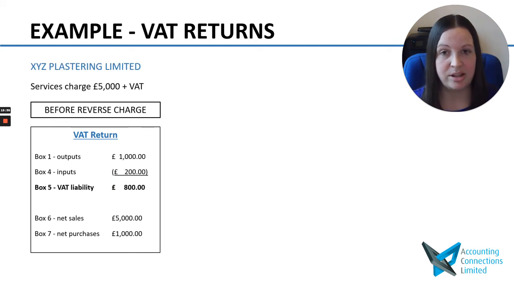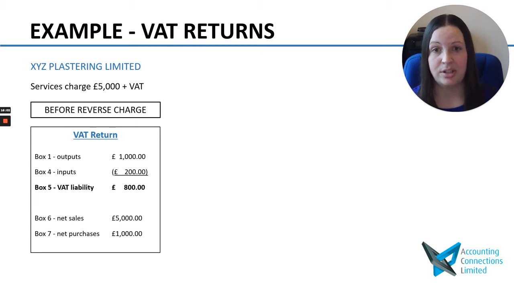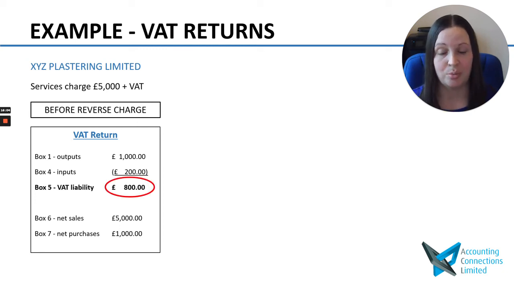The next person up the chain is XYZ Plastering Limited. Now remember, he has bought in services from Mr. Jones for £1,000 plus VAT. He has then charged his services on to ABC Builders Limited at £5,000 plus VAT. So the VAT element is £1,000. Under standard VAT rules, he would pay over £1,000, reclaim £200, so all he has to physically pay over to HMRC is the £800.